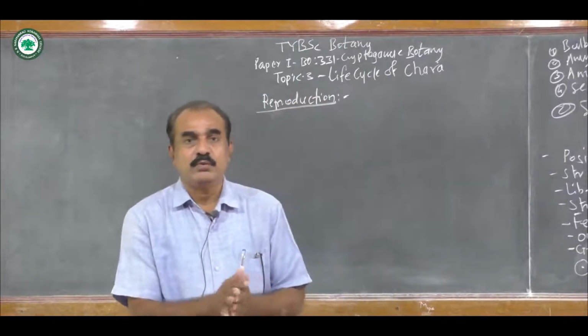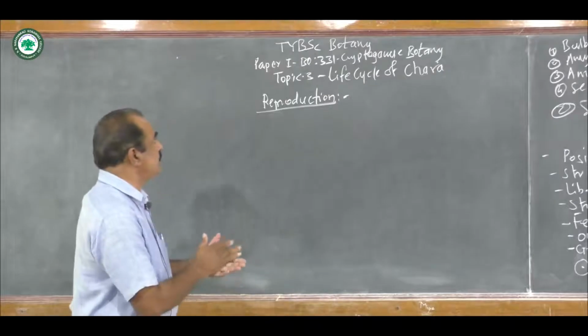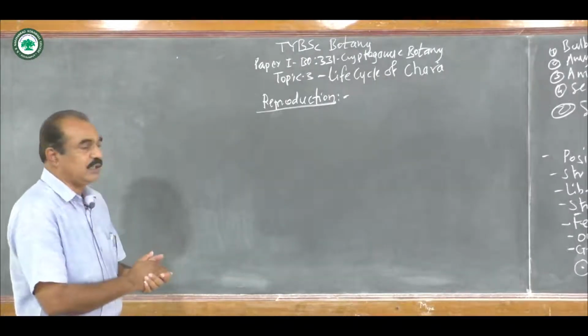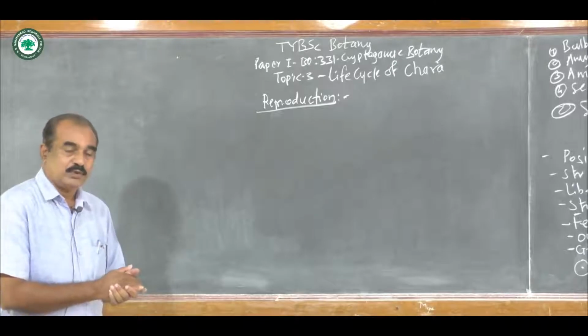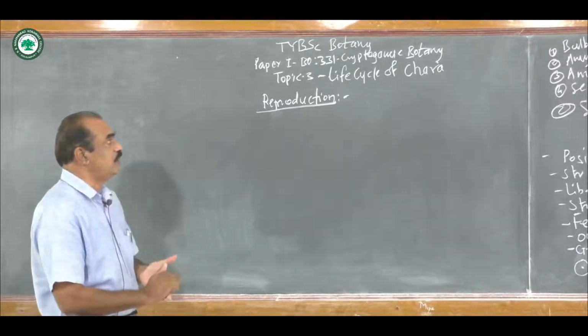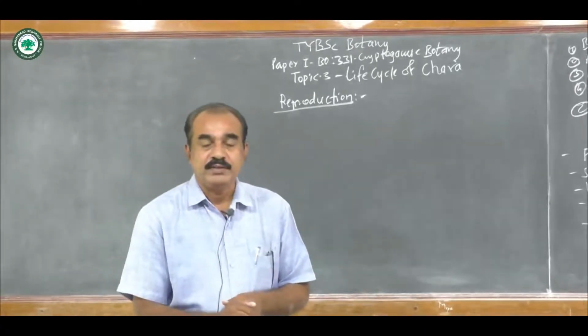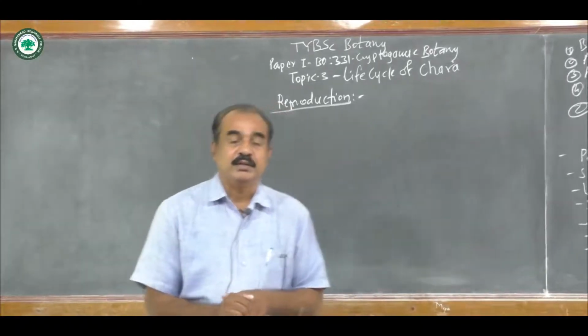So today we are going to study the T.Y.B.Sc Botany, paper first, BO 331, that is Cryptogamic Botany. And from this topic number 3, that is the life cycle of the Chara. And from the life cycle of Chara, today in this lecture we are going to study the reproduction.